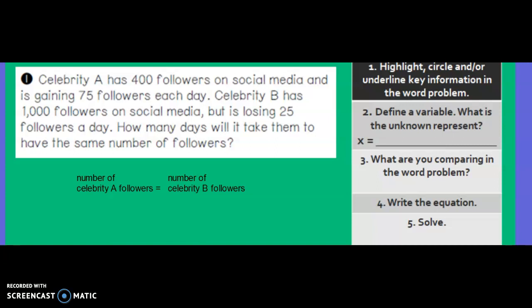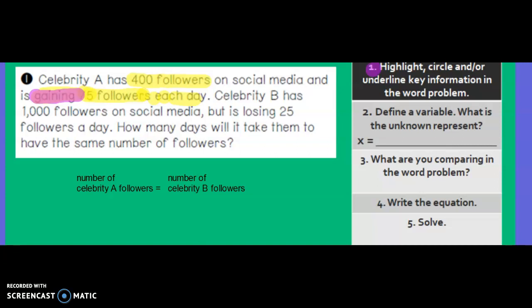So let's go through and do our step number 1, which is we want to highlight some of the keywords. So what do we know? Celebrity A has 400 followers and they're gaining 75 followers each day. So I would think a very important keyword there would be the gaining. Gaining means that they're adding on. Okay? Now let's keep reading.